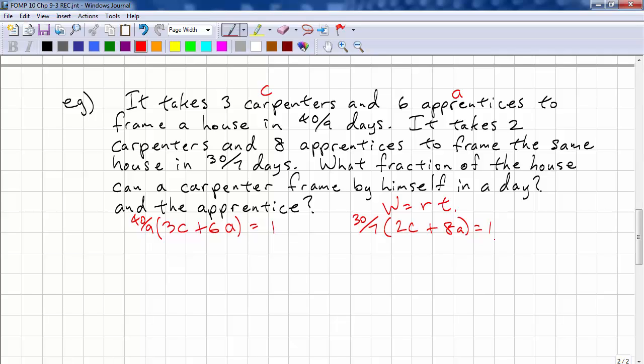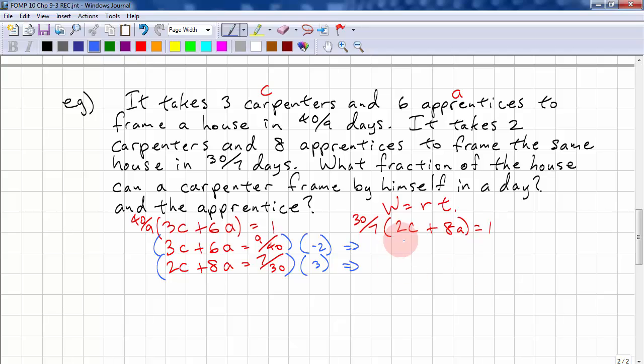What's the easiest way to solve this? Well, it's going to be elimination. But we want to do a rearrangement first. We don't want to expand this. So let's multiply both sides by the reciprocal, and we'll get something that looks a little easier. So this is 9 over 40, and we have 2c plus 8a, and that equals 7 over 30. Okay, we need to multiply this by something and this by something. So let's multiply this by -2, and we'll multiply this one by 3.